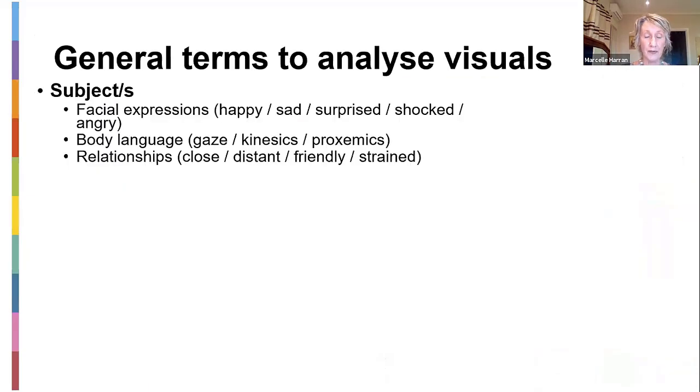Okay, so we've gone through the outline up to the value of visual literacy, and now we're going to look at general terms that we need to discuss and analyze visuals. So the first thing is you need to look at the subjects in the visual and look at their expressions. There are 5 expressions universally: happy, sad, surprised, shocked, and angry. Then the body language of the visual. What is the gaze? What are the kinesics? What are the proxemics? What about the relationship between the people? Are they close, distant, friendly? Are they strained? What is the setting, the location, the time, and the space?